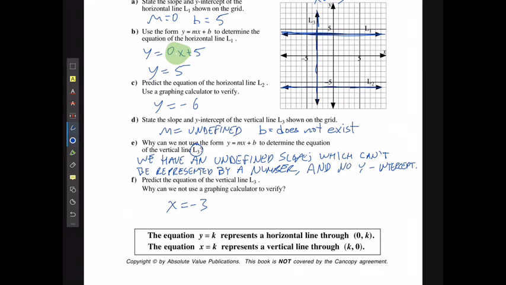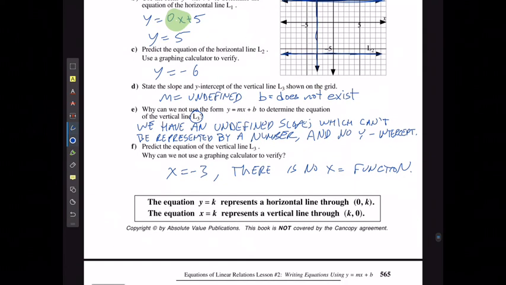Why can't we use a graphing calculator to verify? There is no x equals function. So the equation y is equal to k, where k is a set number, is always a horizontal line that passes through 0 and k. And the equation x is equal to k, where k is a real number, is always going to be a vertical line that crosses through the point of k and 0.